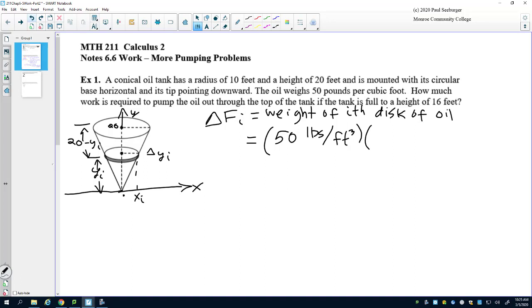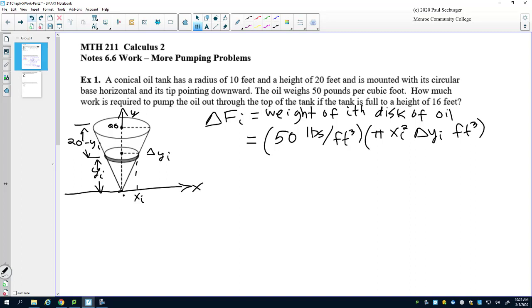Looks like it's x sub i, right? It varies as you move up and down through this tank, and so we're going to have to make it our x coordinate there. So pi x sub i squared times our thickness, the height of the disk, right? So that's our delta y sub i, and this will be in cubic feet. Now we need to get that x sub i in terms of y sub i.